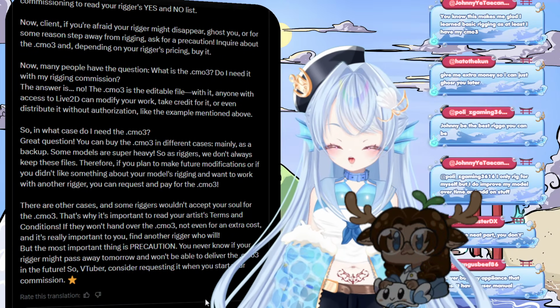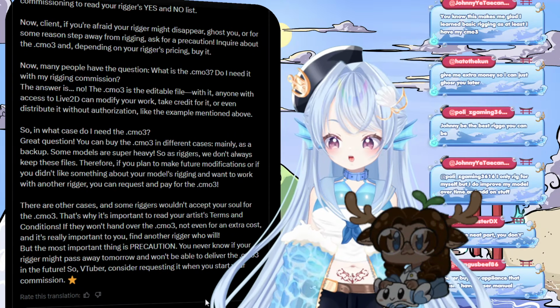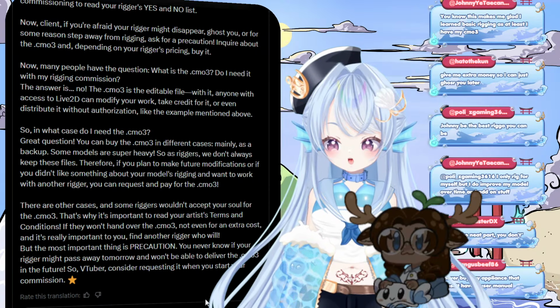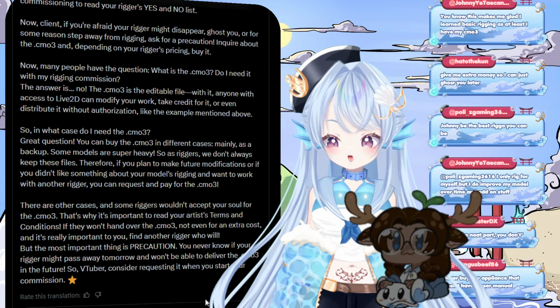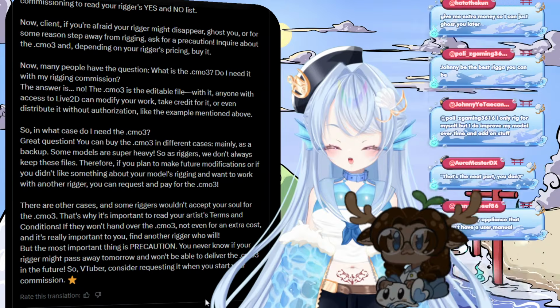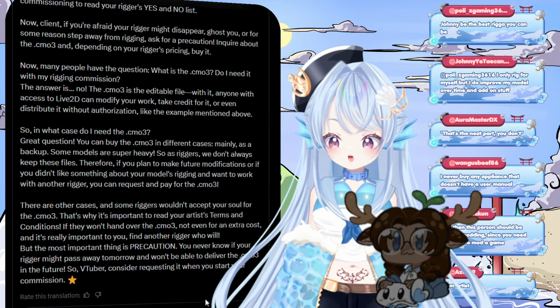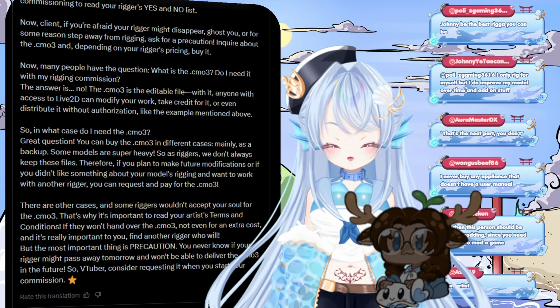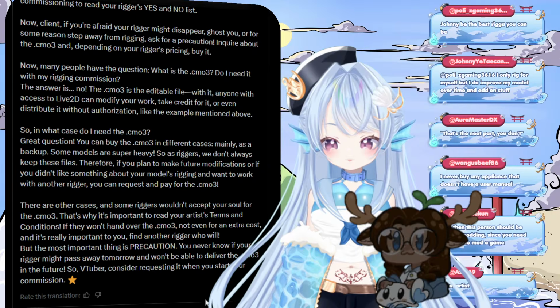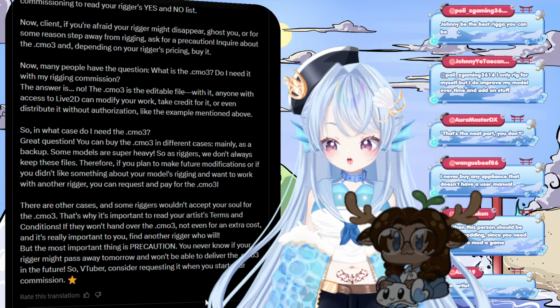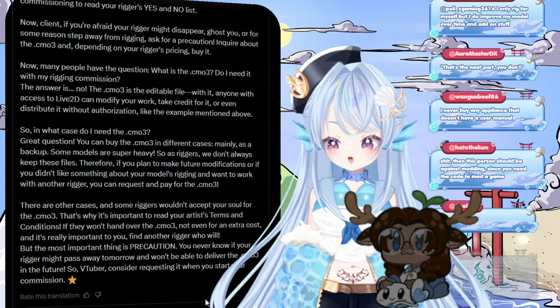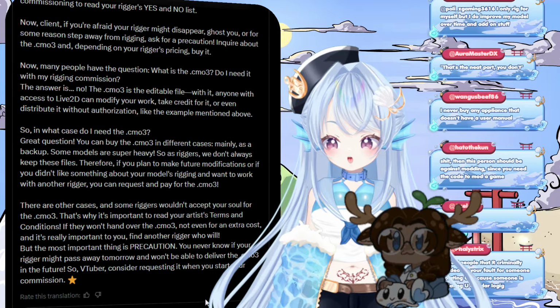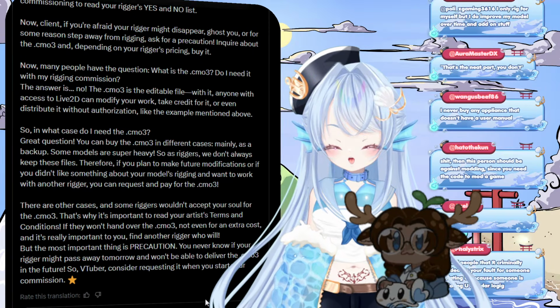There are other cases, and some riggers wouldn't accept your soul for the CMO3. That's why it's important to read your artist's terms and conditions. If they won't hand over the CMO3, not even for extra cost, and it's really important to you, find another rigger who will. But the most important thing is precaution. You never know if your rigger might pass away tomorrow and won't be able to deliver the CMO3 in the future. So consider requesting it when you start your commission.